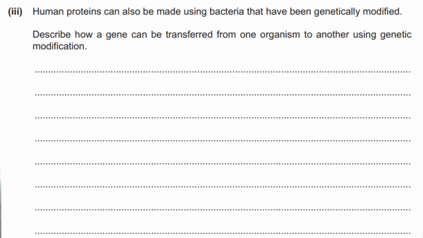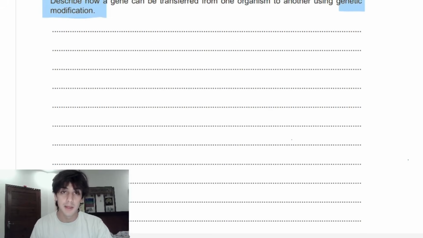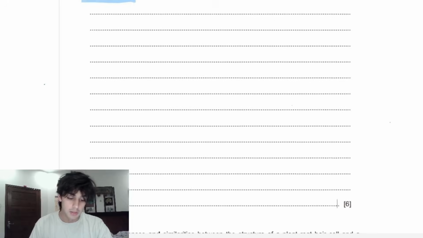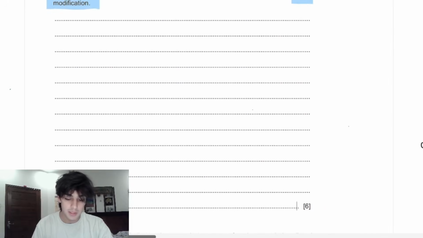Alright, so: describe how a gene can be transferred from one organism to another using genetic modification. Now this question does not look that bad until you consider the marks. To understand this question fully, obviously you might know the process, but how do you structure your answer for those 6 marks? Let me show you. But before that, let's go over the process.